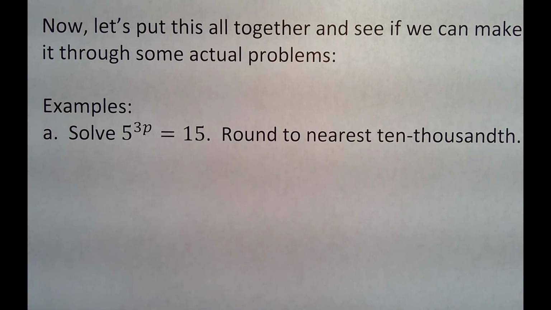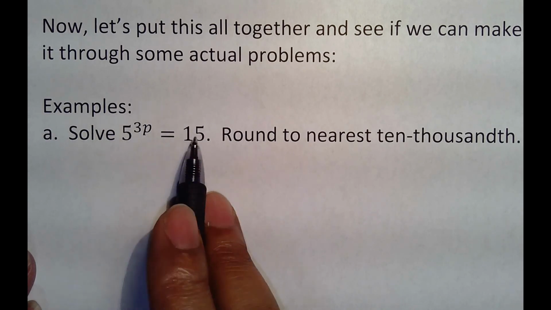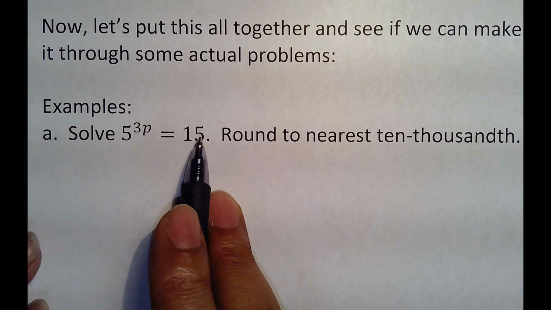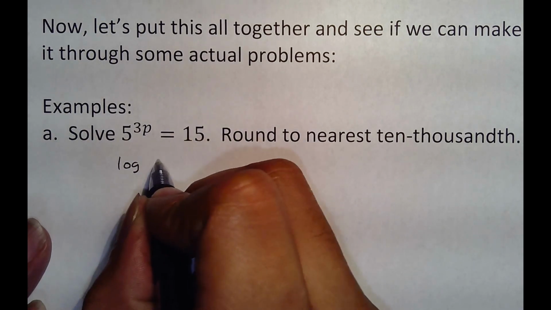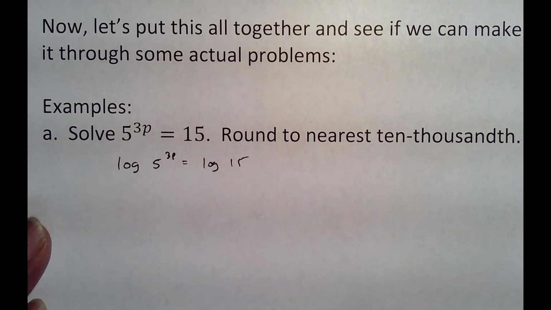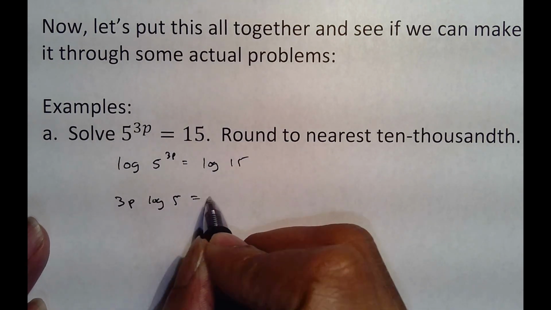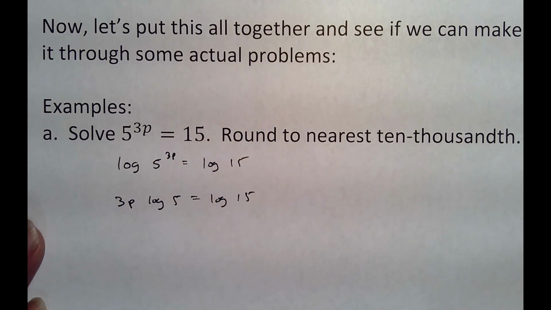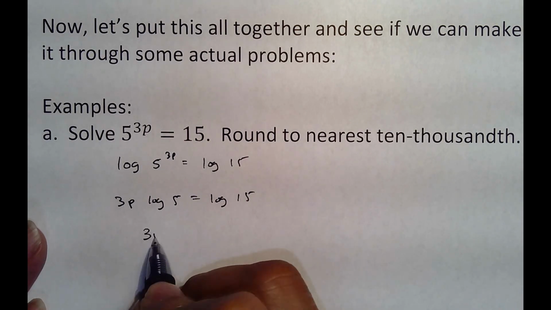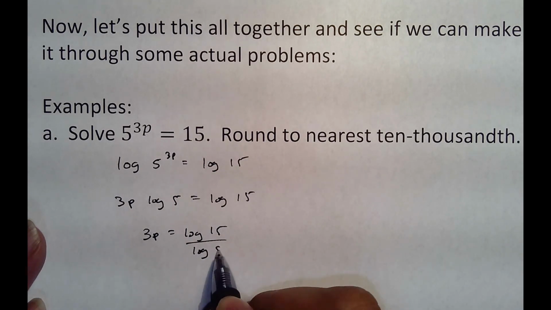So you have 5 to the 3p equals 15. Typically we think about rewriting this with the same base, but 5 is a prime number, so there's no way to write 15 as a power of 5. Instead, we use logs on both sides. So log of 5 to the 3p equals log of 15. That means 3p log of 5 equals log of 15, and we divide both sides by log 5, so 3p equals log 15 over log of 5.